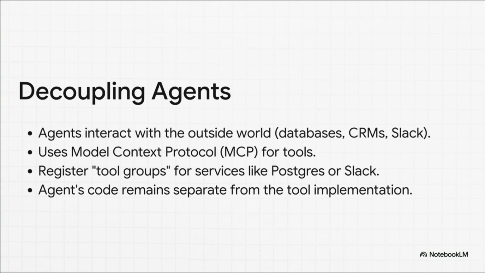So agents need to interact with the real world, right? They need to talk to databases, CRMs, Slack, whatever. Llama Stack handles this with something called the Model Context Protocol, or MCP. It basically lets you register groups of tools, say for Postgres or for Slack, and just like before, your agent's logic, its brain, stays completely separate from the nitty-gritty implementation of those tools. You get that same portability and flexibility for your most complex workflows.